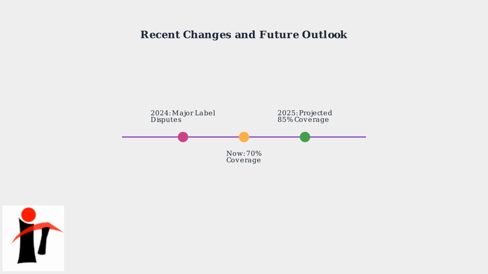However, Instagram is working to expand its music library and projects reaching 85% coverage by the end of 2025. Understanding these limitations helps explain why your favorite song might not be available on Instagram Music. The complex web of licensing agreements, geographic restrictions, and technical challenges creates an incomplete but constantly evolving music library.